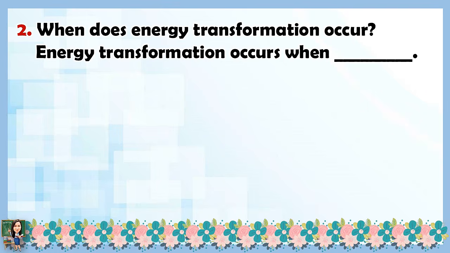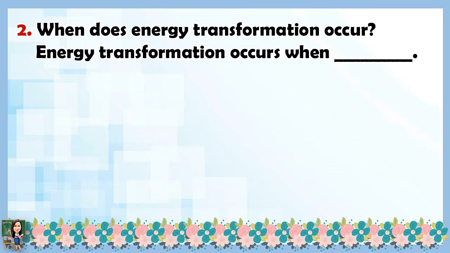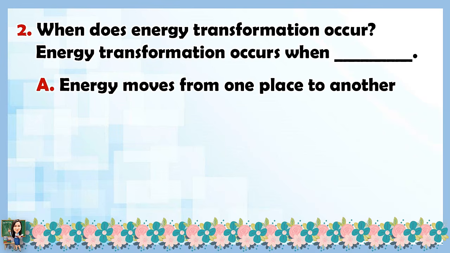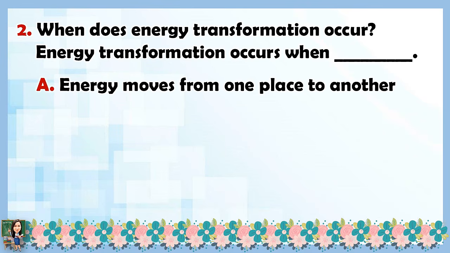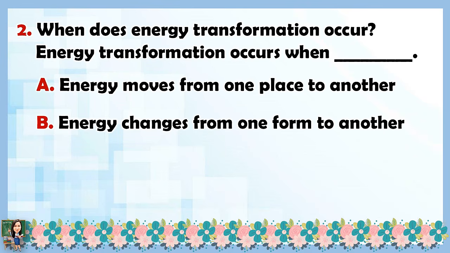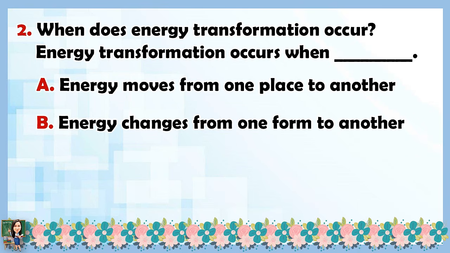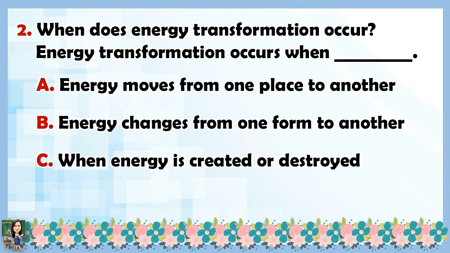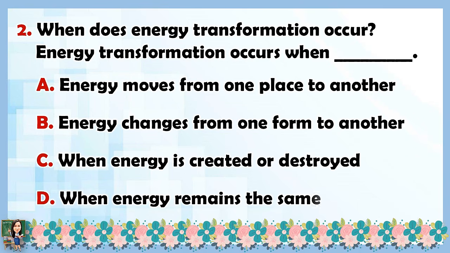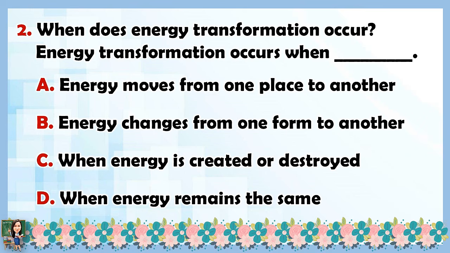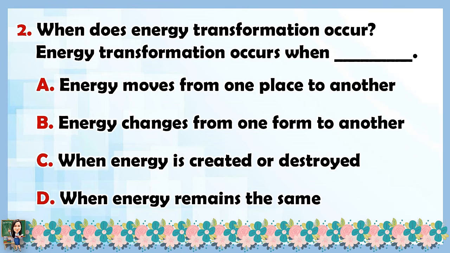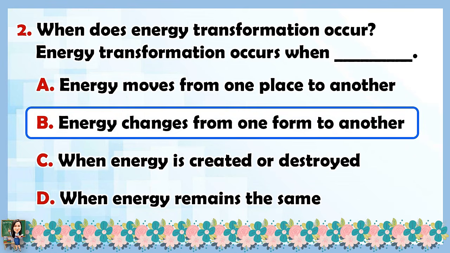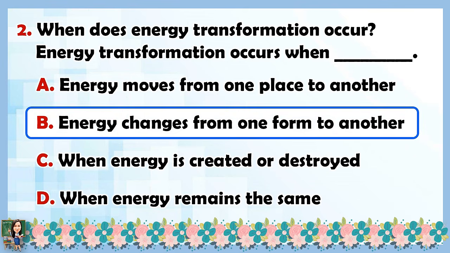Number 2. When does energy transformation occur? Energy transformation occurs when A. Energy moves from one place to another. B. Energy changes from one form to another. C. When energy is created or destroyed. D. When energy remains the same. What is the correct answer? Very good. The correct answer is letter B. Energy changes from one form to another.